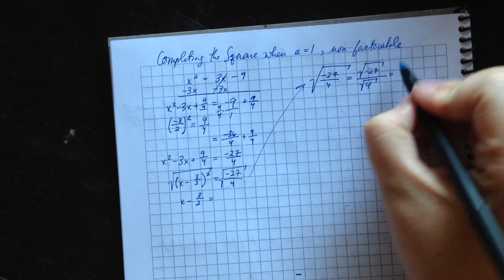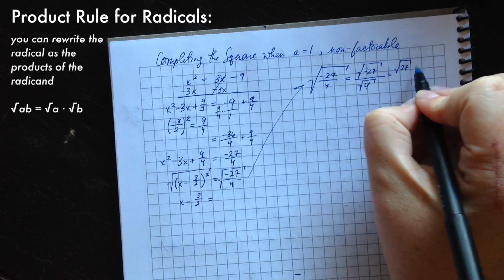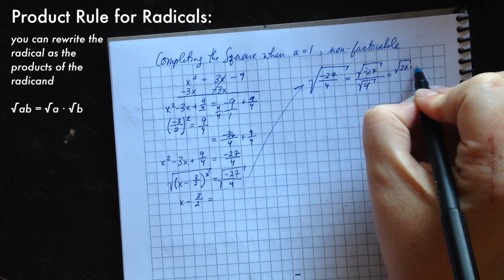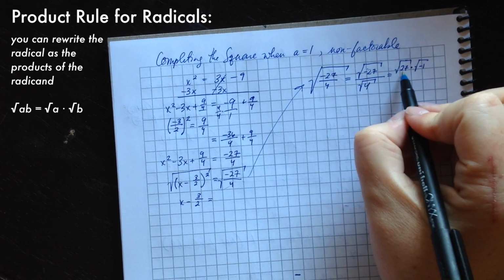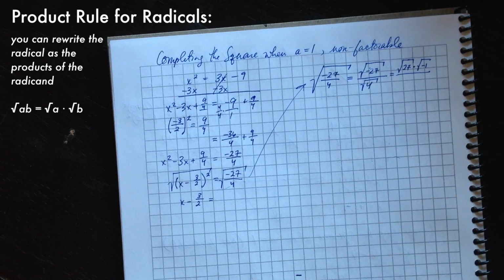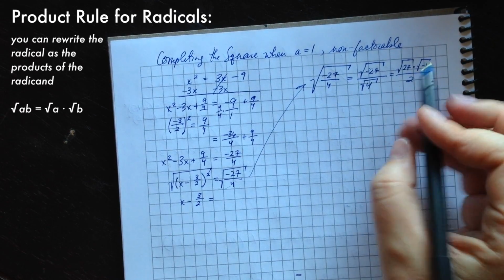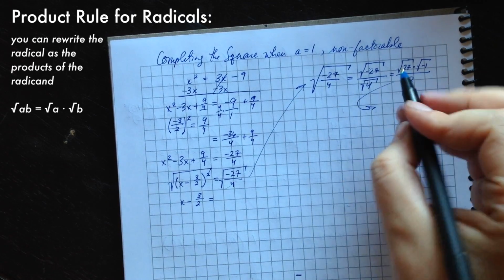So up on top, I can rewrite this first as positive root 27 times root negative 1. Notice there's the negative right there, so I was able to split those apart. And of course, the value on bottom will just simplify to 2. I ran out of room, so let me bring this down right here.